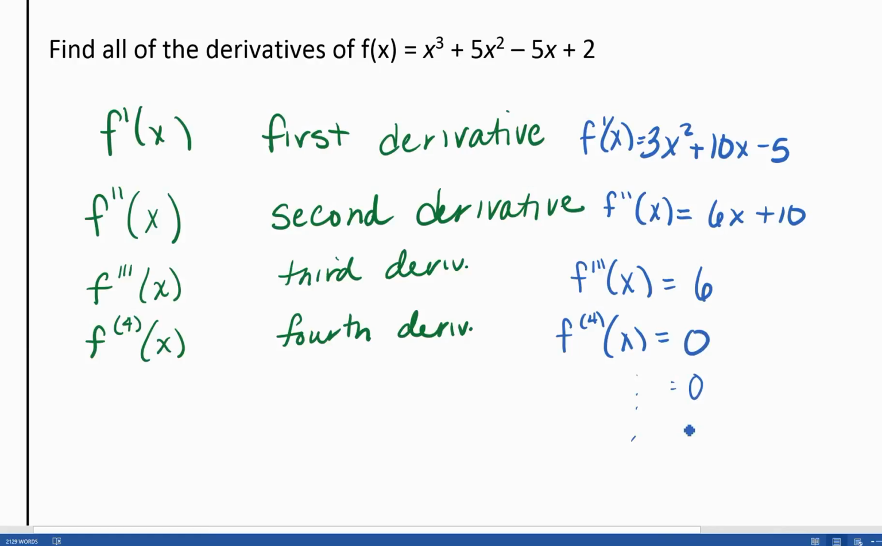So that's what we mean by higher order derivatives. If you're asked for the second derivative, you take the derivative, that would be the first derivative, take the derivative of that again, and you would have the second derivative.